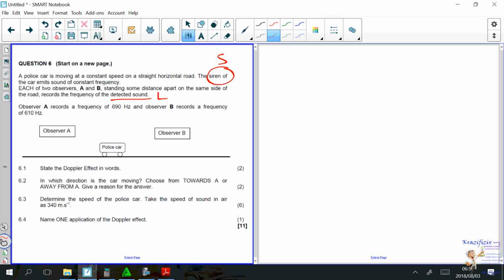Observer A records a frequency of 690 hertz, and observer B records a frequency of 610. Okay, something is going on somewhere. A is 690 and this is 610. Just by looking at this value, you can tell where the police car is going. The police car must be moving towards A, because that's why it's becoming higher. When a car is moving towards you, the sound produced by the car becomes higher. When it's moving away, the frequency becomes very low.